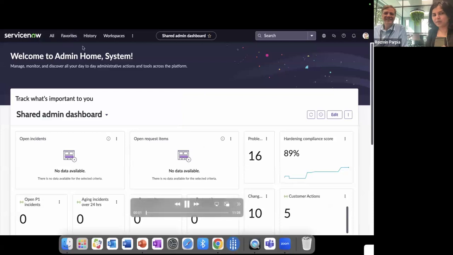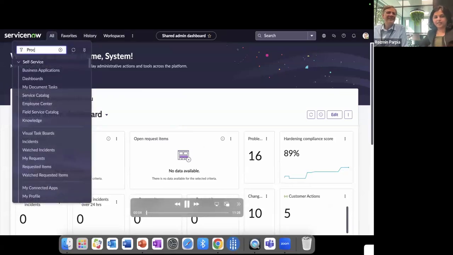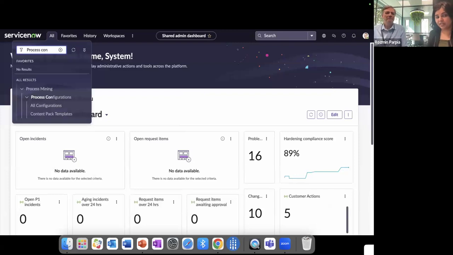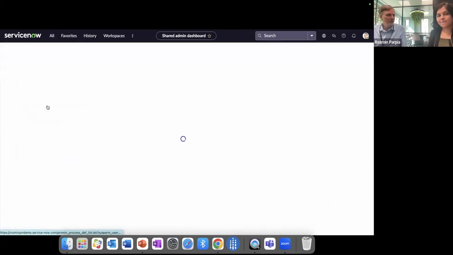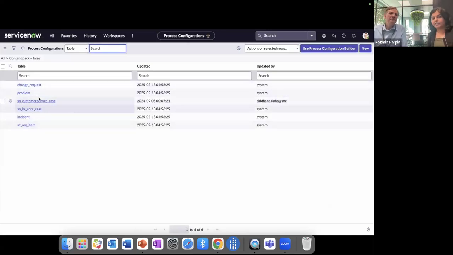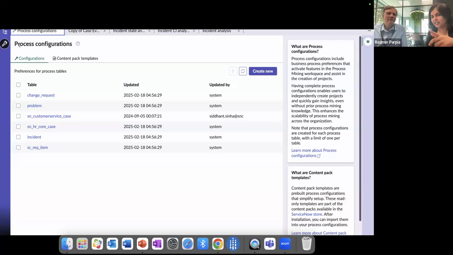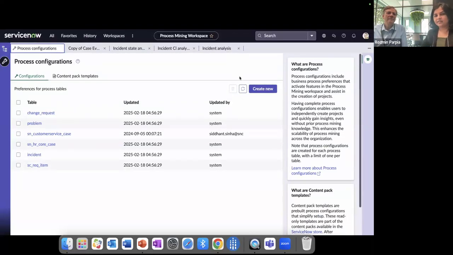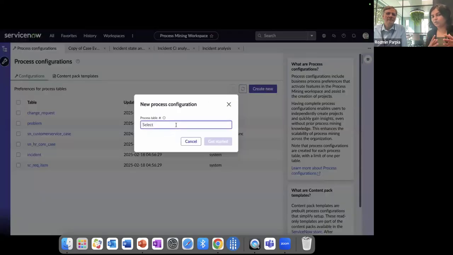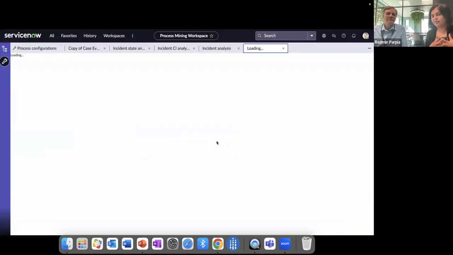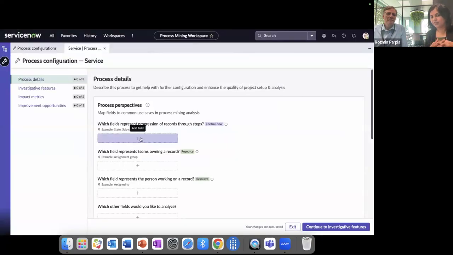All right, so you remember, Mark, how we set up process mining is first going to the process configuration, and that's installed by default now. Yes, so if you go in, these are the tables you could mine, but you don't see any CSDM or service table there. You click on the use process configuration builder, and then you can very quickly create a new one. It's not a big deal. Just create a new one, and this will help all your other team members who are mining as well. It's a one-time exercise.